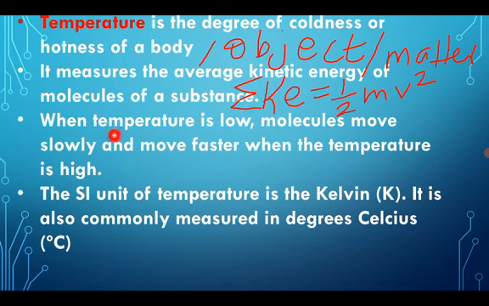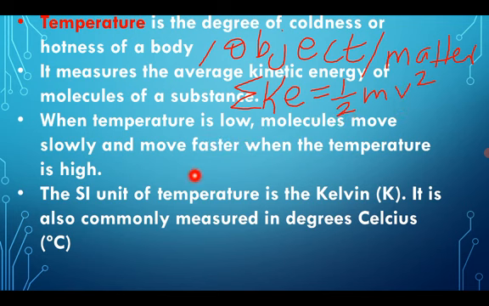So we are saying when the temperature is low, molecules in that particular substance tend to move slower, but when the temperature is raised, the particles move faster. Why they move faster is because upon heating they gain kinetic energy. So that actually leads to an increase in the speed of the particles.